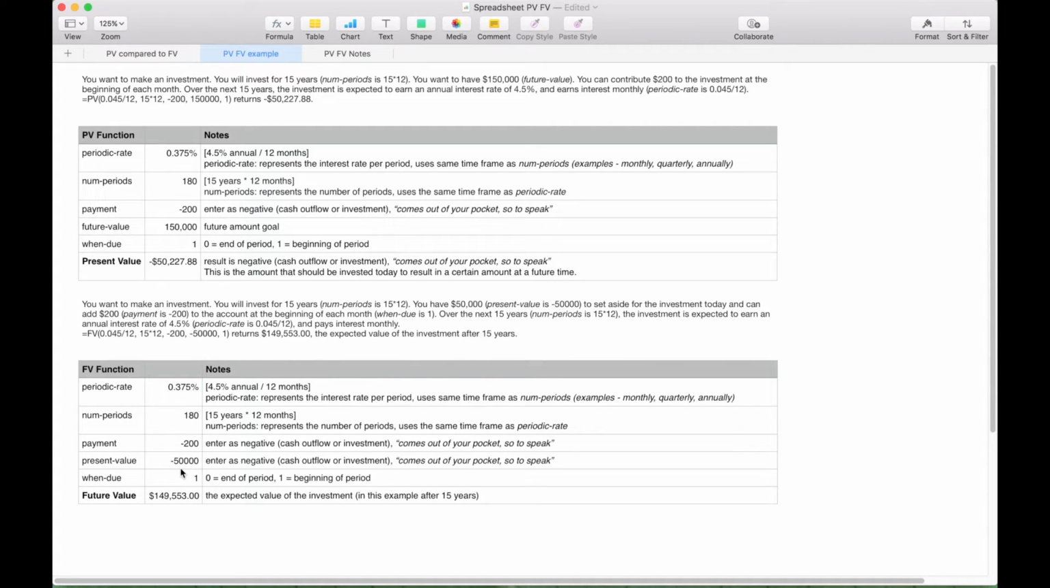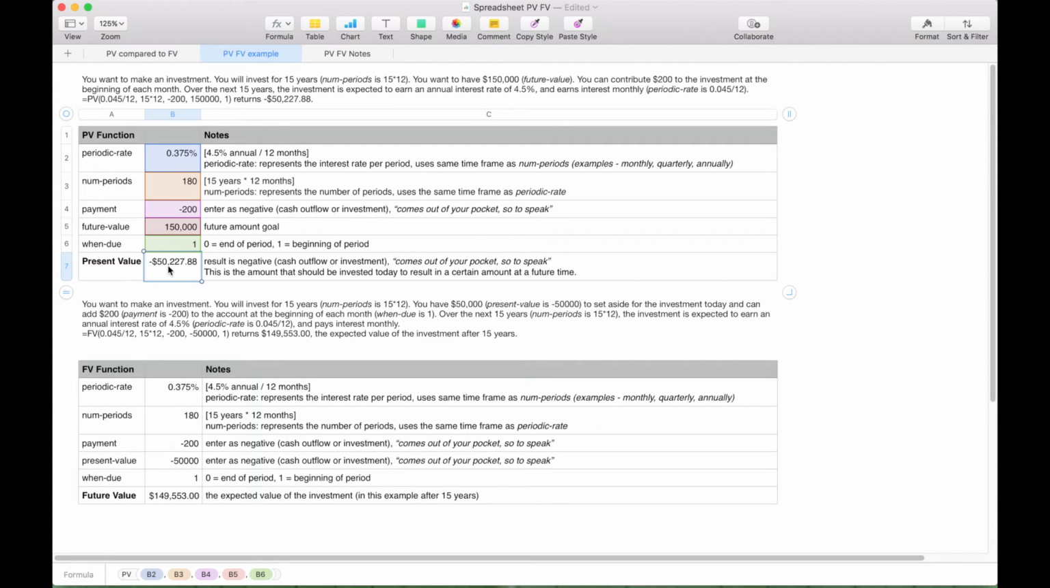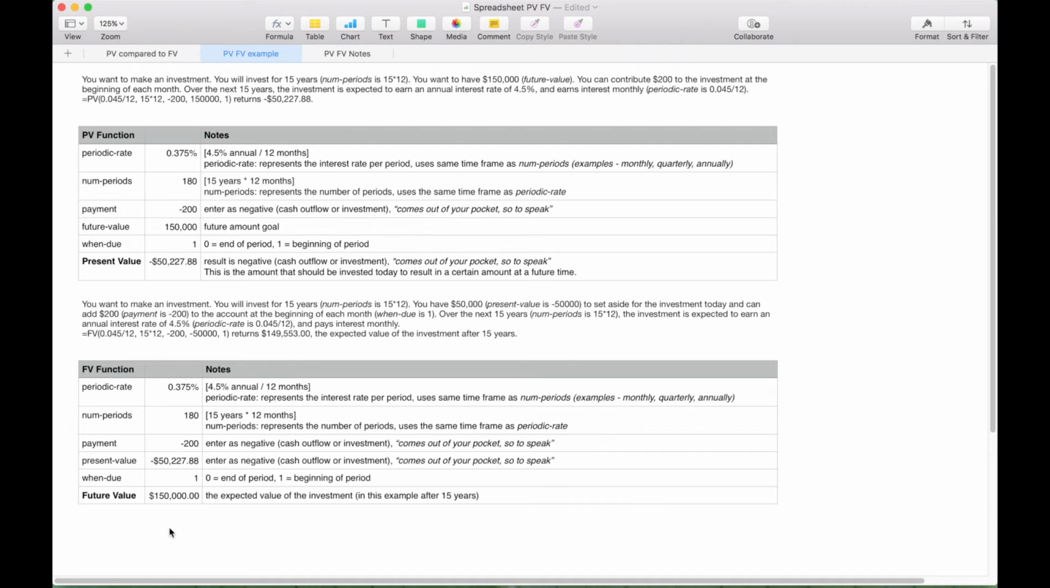Okay, so just to show you how closely related these two functions are again, if we take our present value amount from the previous function here, and put it into this future value function here, you can see that all things being equal, the present value and the future value numbers are the same. So for the future value here, we have 150,000. For the future value here, we get 150,000. And the present value numbers are identical as well.